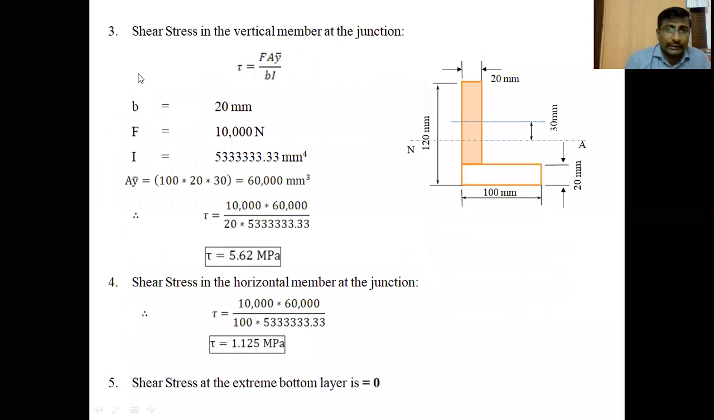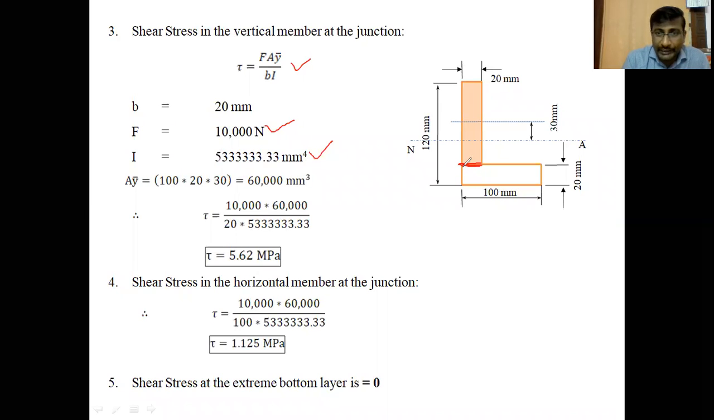Okay. So first of all, shear stress in the vertical member at the junction. Here I am taking the layer at this point. Now by applying F A y bar by B into I at this layer at the junction, or meeting point of vertical and horizontal member, in this formula, F is 10,000 newtons. It's fixed throughout the section. And I is the moment of inertia of the whole section. It is fixed at every section, every layer.